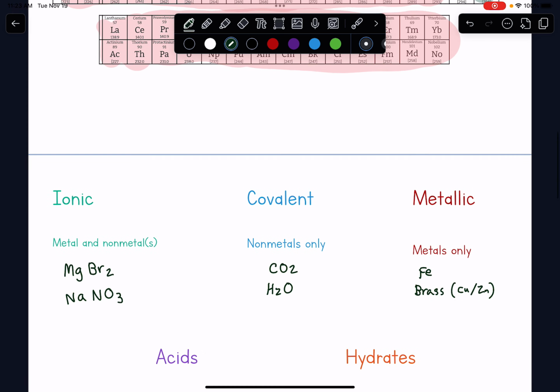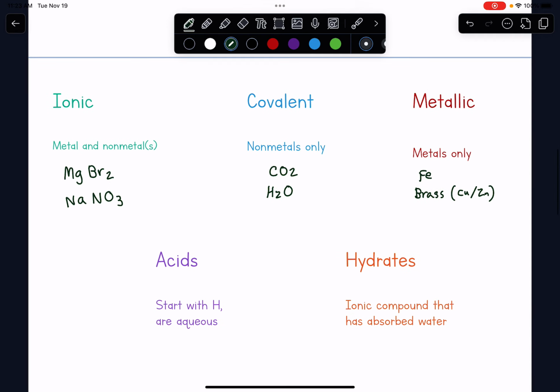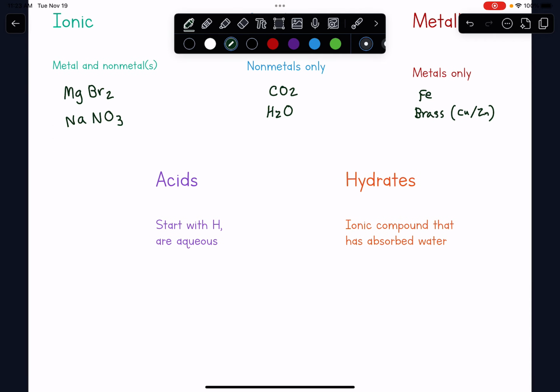All right, the last two are acids and hydrates. And these are just slightly more complicated examples of ionic and covalent compounds. So an acid needs to have two things in its formula. It needs to start with hydrogen. Hydrogen is always going to be the first element. And it also has to be aqueous. These are generally going to look like covalent compounds, but they're going to start with hydrogen and be aqueous. So an example of an acid would be HCl (aq).